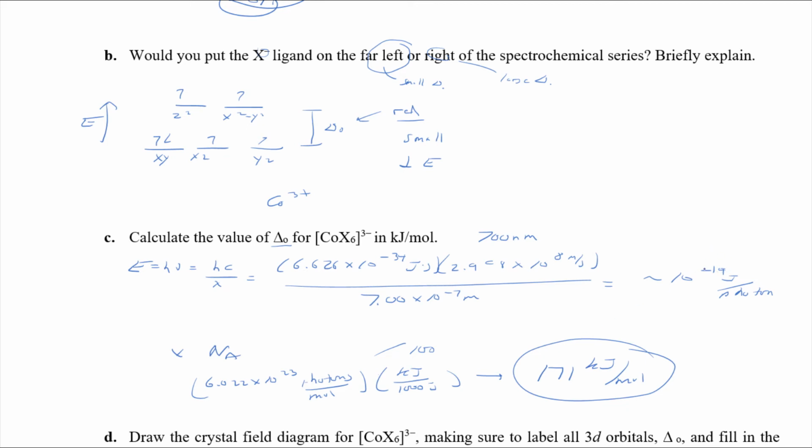Now again, if you're doing something right, you're probably going to get 10 to the -19th, because that's a small number for individual photons, and when you multiply it by Avogadro's number and divide it by 1,000, the kilojoules are roughly in the 1 to 300 kilojoules per mole range. If you've done enough of these, you kind of get the idea.